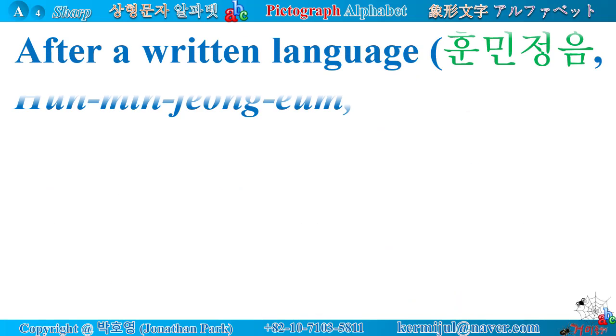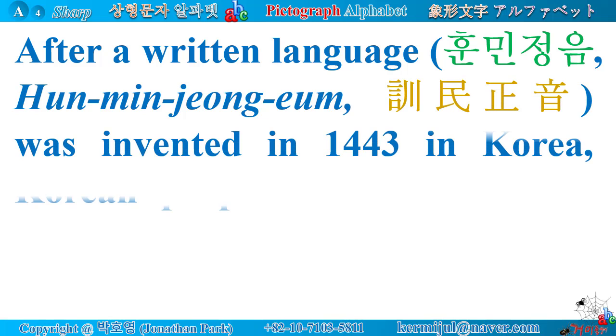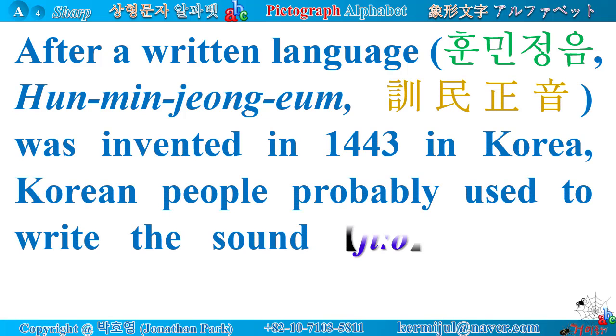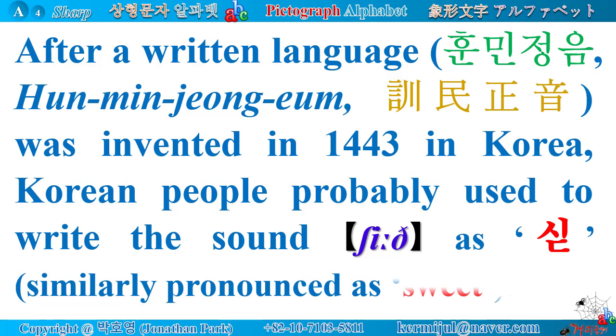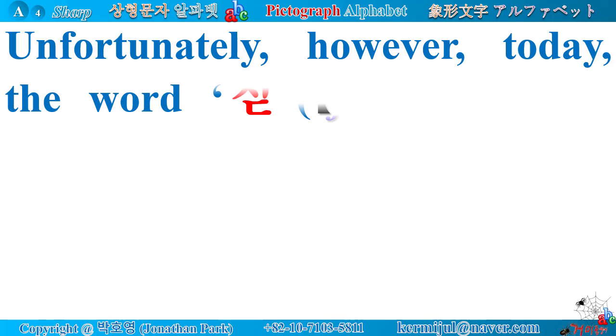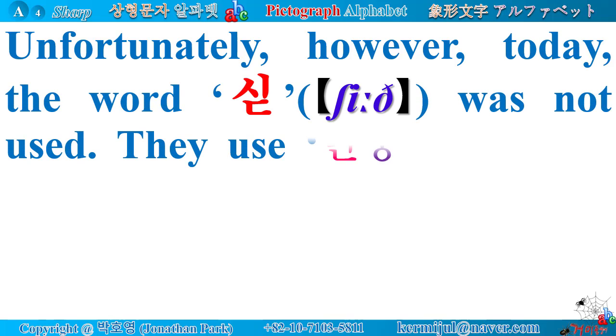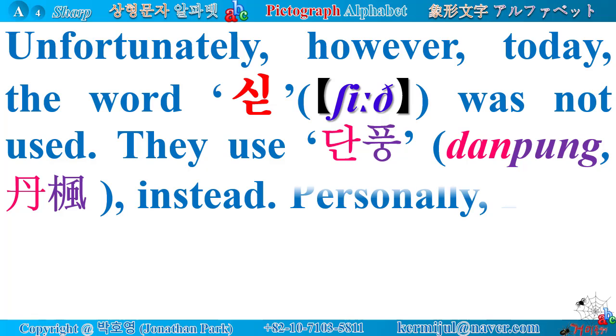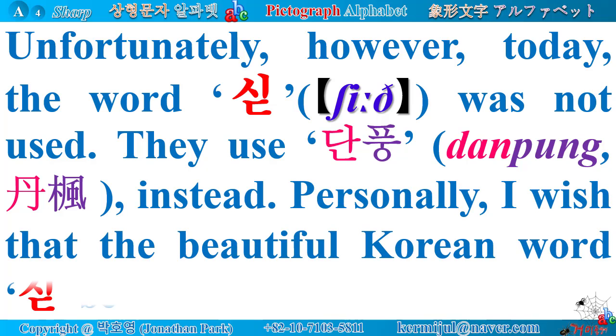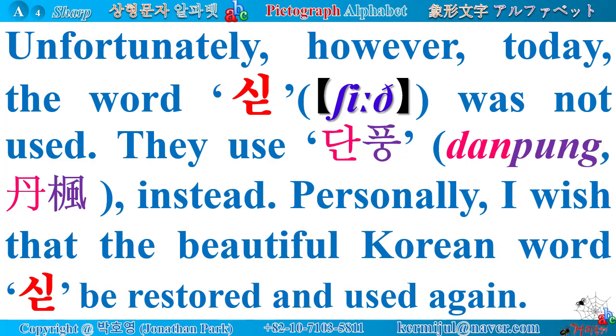After the written language 훈민정음 was invented in 1443 in Korea, Korean people probably used to write the sound seed as sid, similarly pronounced as sweet. Unfortunately, however, today the word sid is not used. They use danpung instead. Personally, I wish that the beautiful Korean word sid be restored and used again.